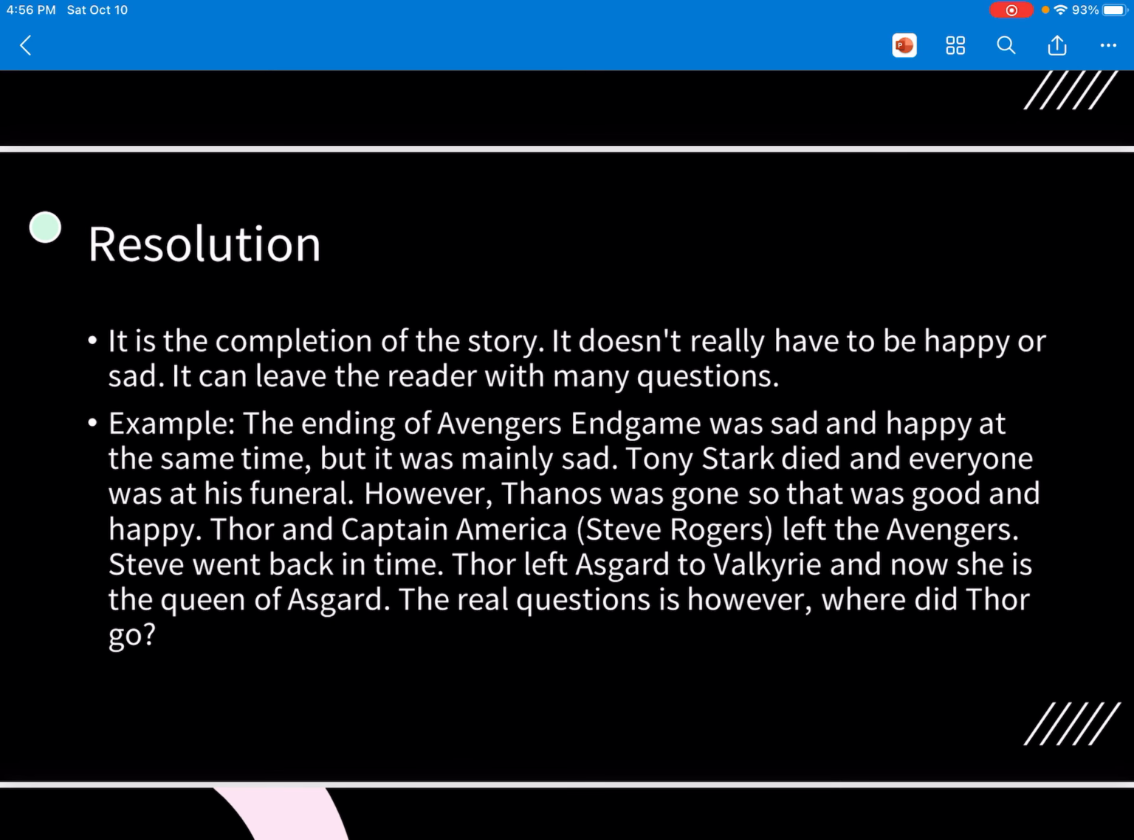And then we have the resolution. The resolution is the completion of the story. It doesn't have to be happy or sad. It can leave the reader with many questions. Example, the ending of Avengers Endgame was sad and happy at the same time, but it was mainly sad. Tony Stark had died and everyone was at his funeral.